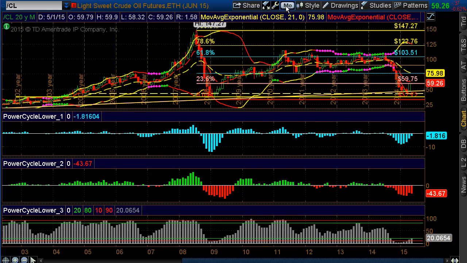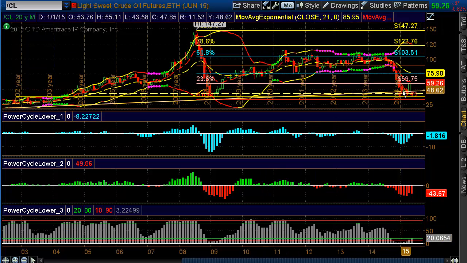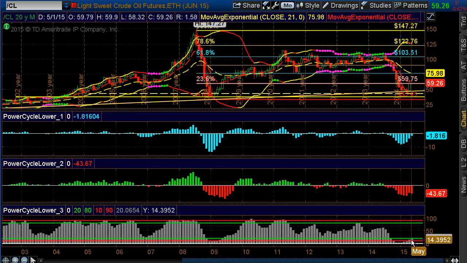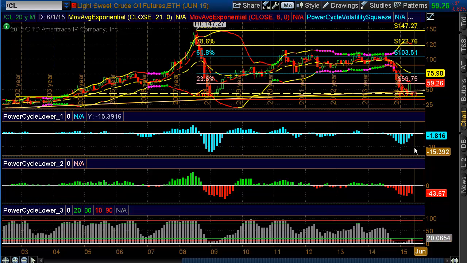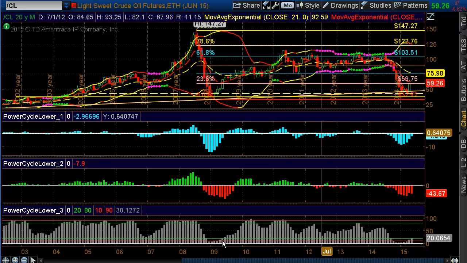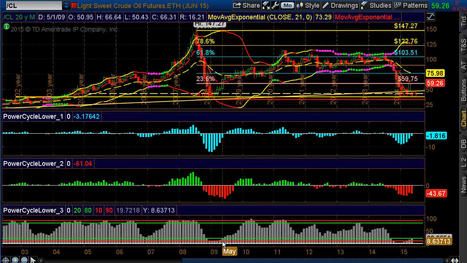So here's crude oil. This is also the macro. You can see we've come down into this macro long-term trend and held that trend line. Now I'm getting an alert signal on my cycle 3 indicator that we're getting confirmation for a cycle shift back to the upside. You can see how it was back here, also in May of 2009.